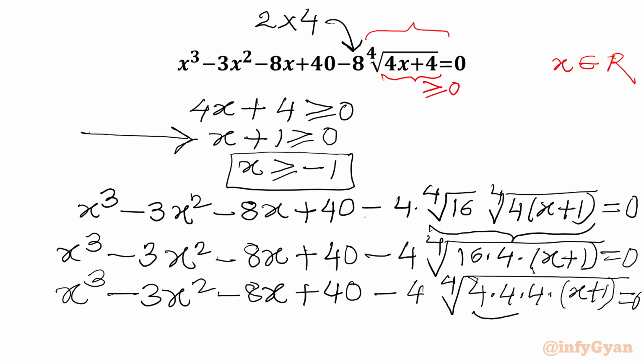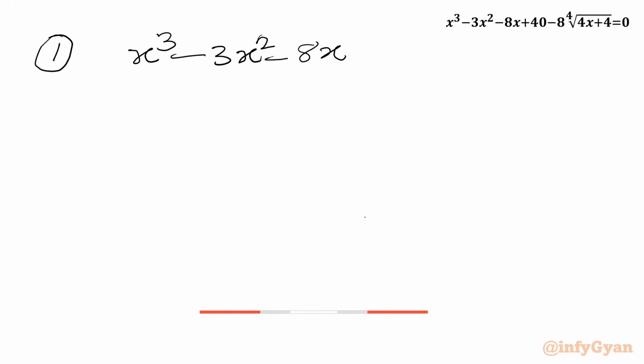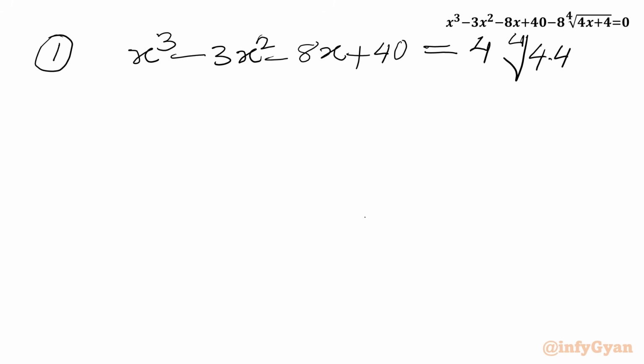So here we have 4 positive numbers, which recalls the geometric mean of these 4 numbers. Let me write here. First of all, I will write our first equation: x cube minus 3x square minus 8x plus 40 equal to 4 times the 4th root of 4 times 4 times 4 times x plus 1. This is our equation number 1.